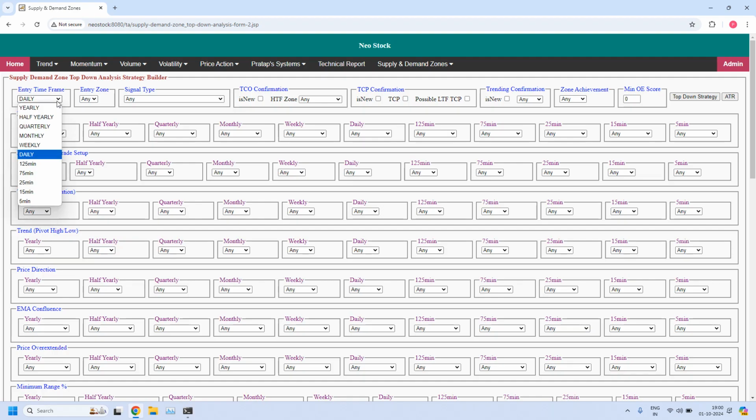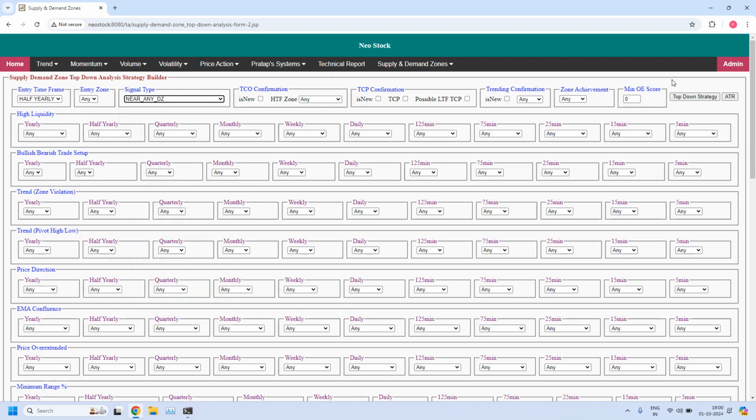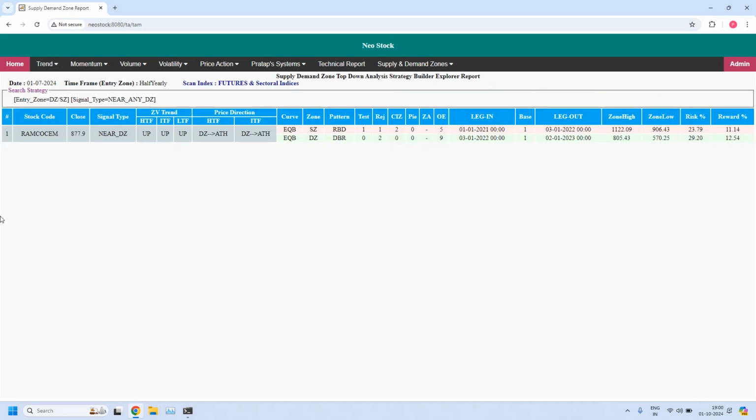Okay, let's start with the half yearly time frame. Let us find the stocks near half yearly demand zone. Only one stock is filtered near to the half yearly demand zone. I'll be giving you only a few seconds to watch this report, so you need to pause the video. You can study this report, and after that again you can proceed further.